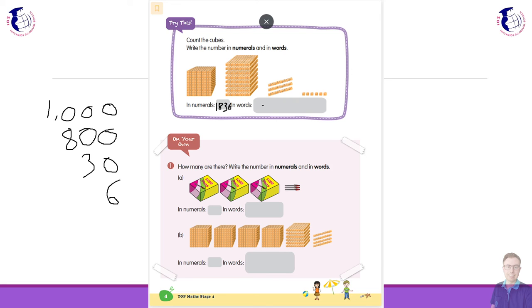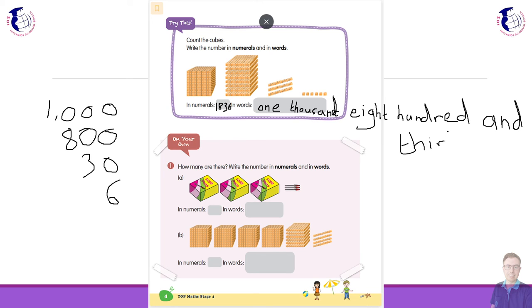And in words. Okay, I'll try my best to write it with the mouse here. So I have 1,000. Hopefully you'll be able to write much more neat and tidy than me with your pencils. 1,000, that's T-H-O-U-S-A-N-D. And 800, E-I-G-H-T. 1,836. There we go.